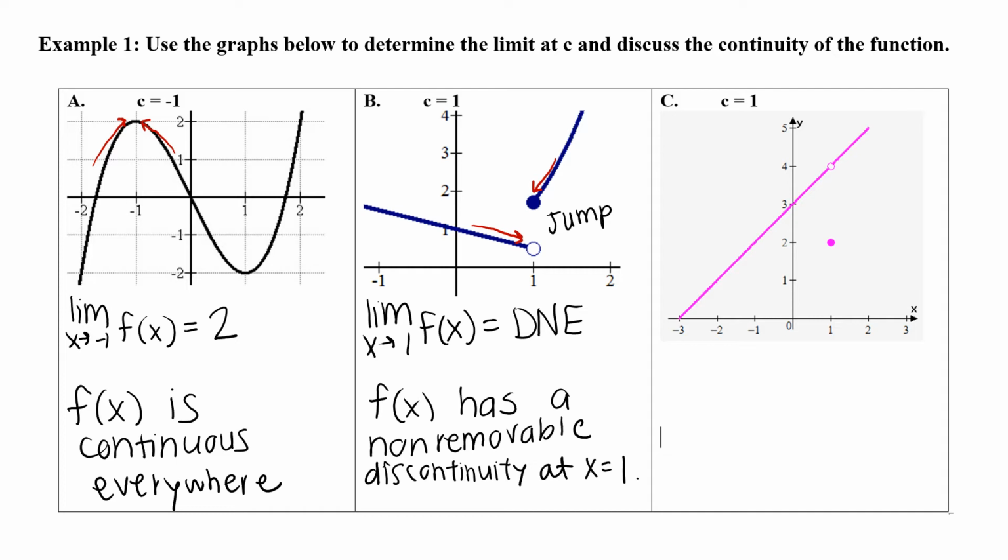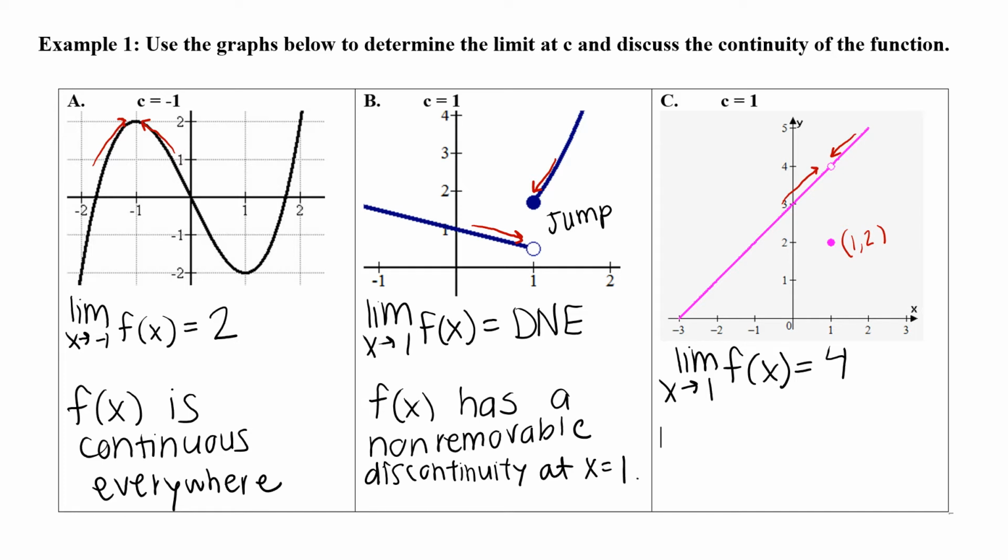Finally, in part C, we want to find the limit as x approaches, and here our c value is 1, of our function. Even though we have our point defined at (1, 2), looking for the limit from the left-hand side and the right-hand side, in both cases our function is approaching 4, so the limit as x approaches 1 of this function is equal to 4.